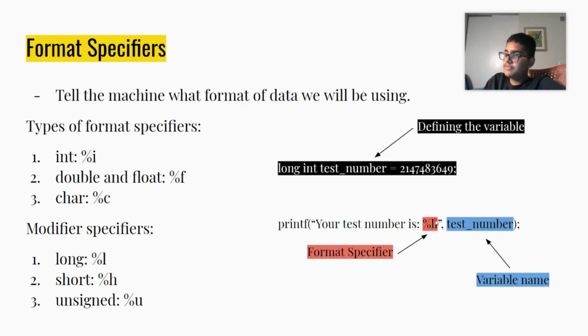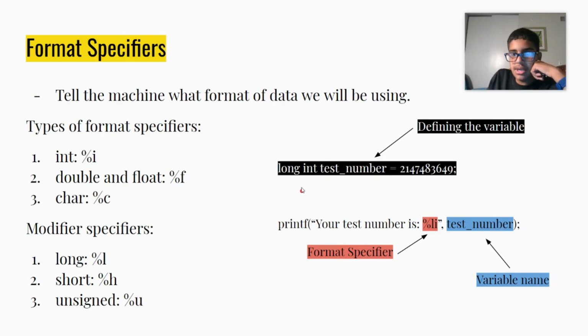A format specifier is to specify what type of item we will be using. It can also serve as a placeholder while printing something. These are the specifiers. For int, we use %i. Double and float, we use %f since basically they're the same thing. Character, we use %c. And the modifier specifiers, as we learned above, are for long %l, for short %h, and unsigned %u.